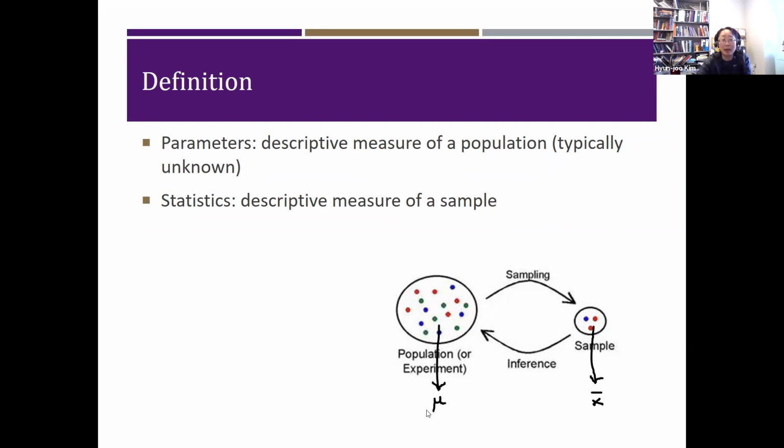So mu is the population mean. And for the sample mean, from the actual data set, you can calculate the average. That's called the mean as well, but for the sample mean we use a different notation, which is X bar. So mu and X bar are both means, but mu is the population mean and X bar is the sample mean. In general terms, mu is a parameter because it's a descriptive measure of a population, and X bar is a statistic because it's a descriptive measure of a sample.